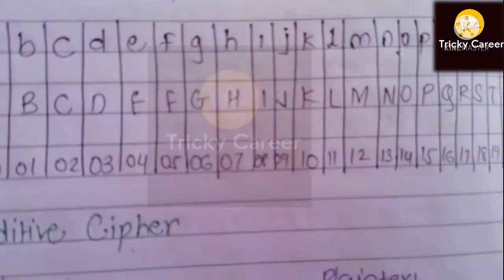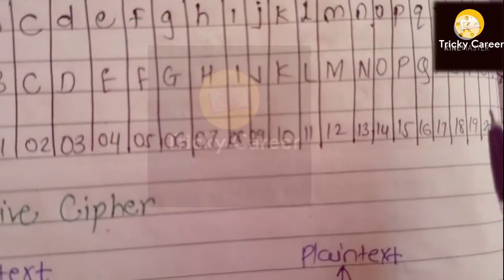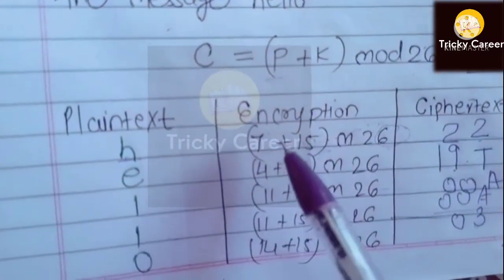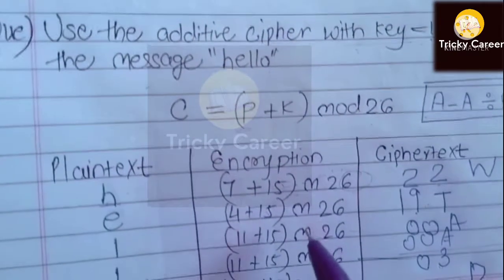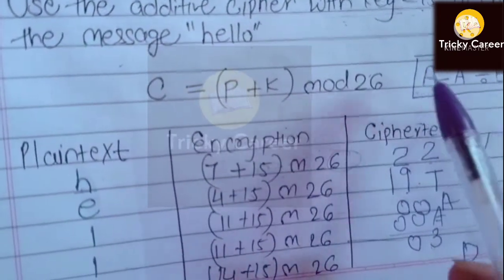19 represents your letter T. So 19 is T. For the next letter, you can solve it like this. L represents 11. 11 plus your key, which is given as 15, mod 26.